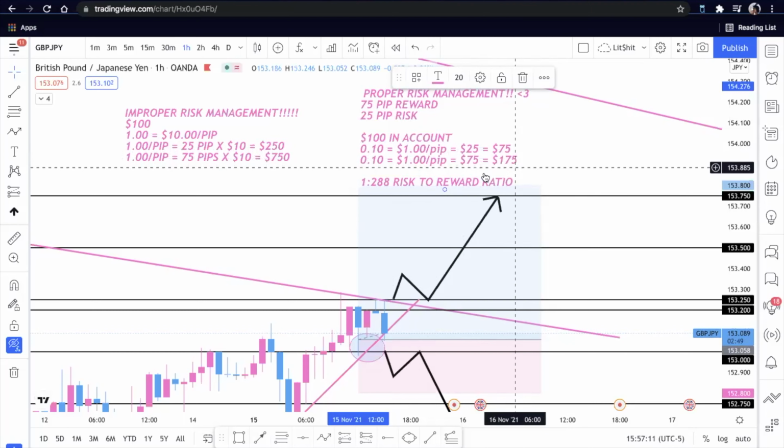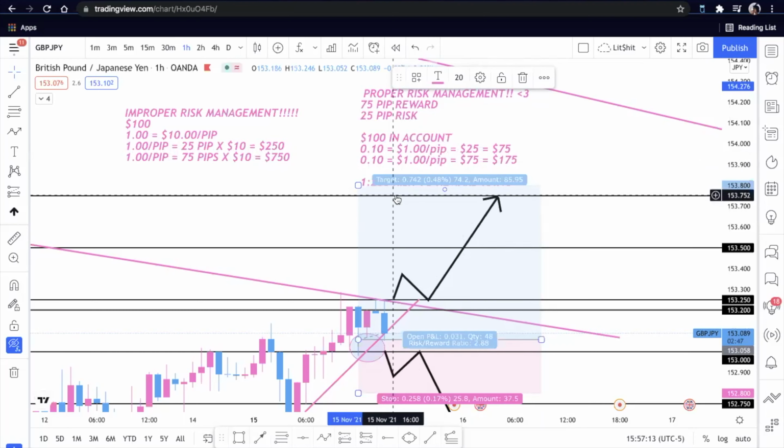So I just wanted to come back and tell you that you want to make sure that your risk to reward ratio, and you can see it right here, you always want it to be 1 to 2 or higher. In this case, it is 1 to 2.88, and that is of course really great because you're making more than double what you expected.